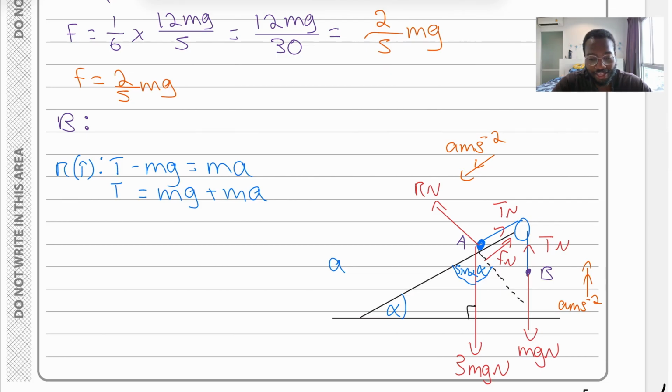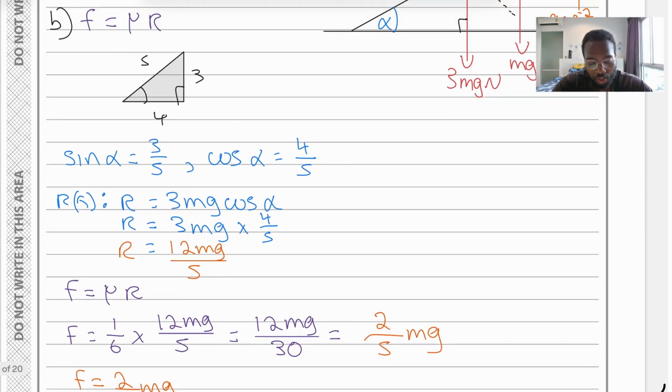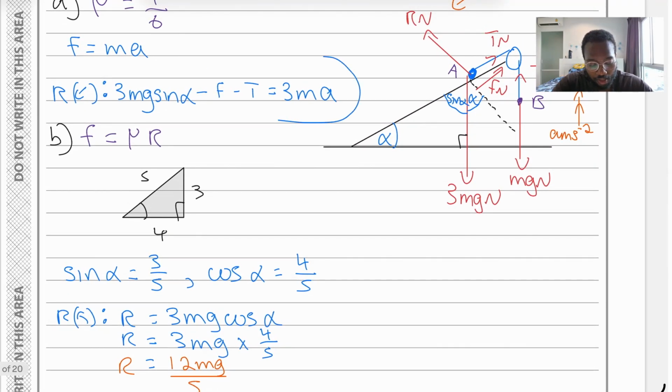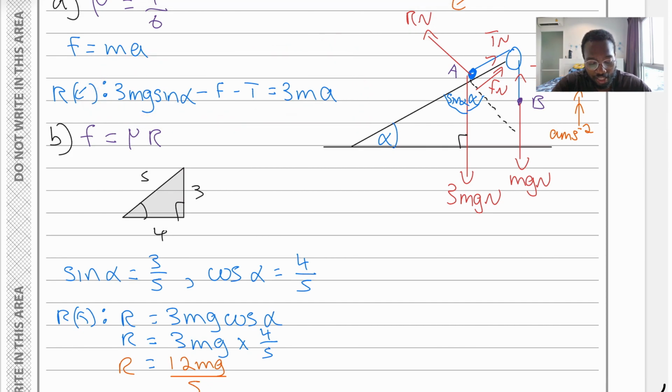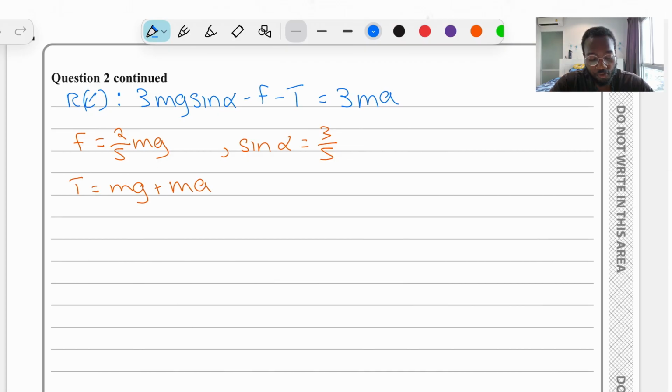We can just put that into our equation up here, and then we can get an expression for a. So now that we've worked everything out, we can use that same equation from part A. So we have 3mg sine alpha minus F minus T is equal to 3ma. We know that F, our friction, is 2/5 mg. We know sine alpha is 3/5, and we know T is equal to mg plus ma. Now we can just pull those values in, and we should get our answer.